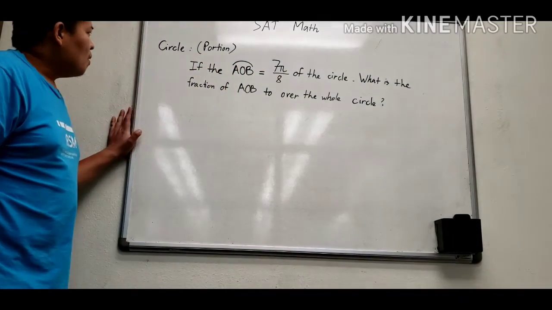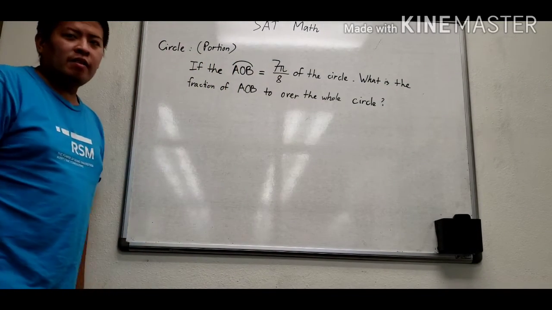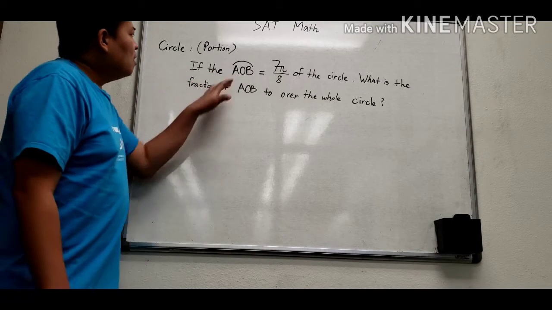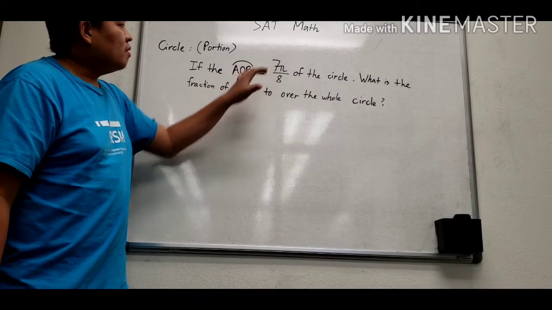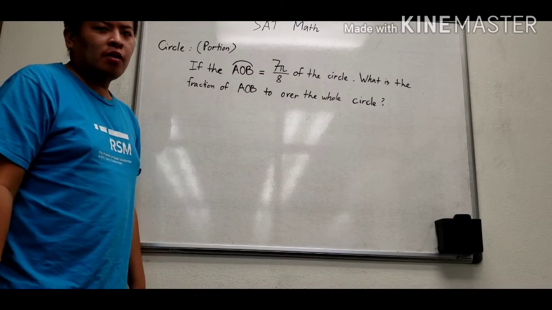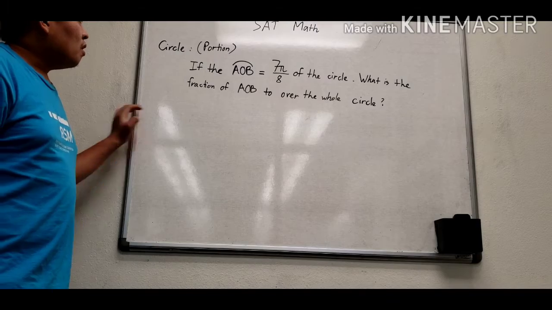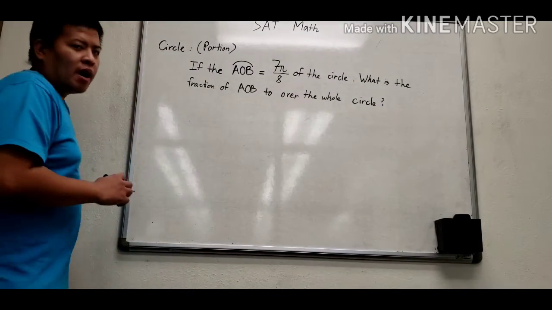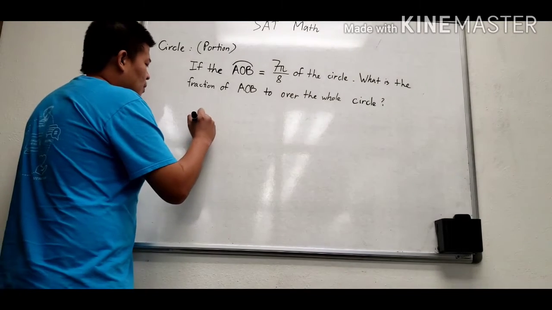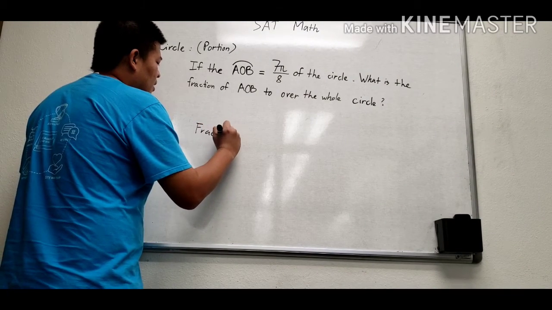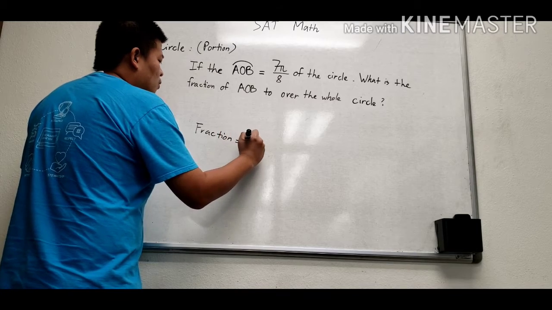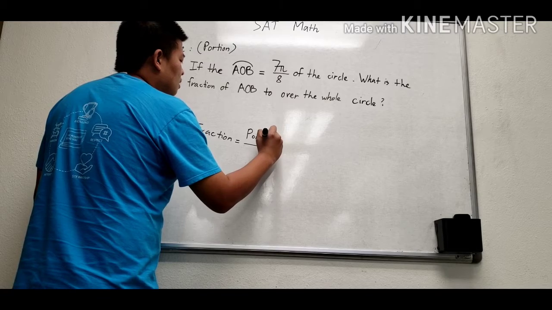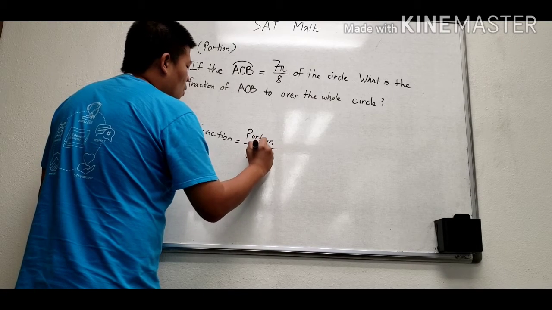Hello everybody, so I just did a real SAT math practice question. If the arc AOB is 7 pi over 8 of the circle, what is the fraction of AOB over the whole circle? So they ask about the fraction. This means the fraction equals the portion divided by the whole circle.